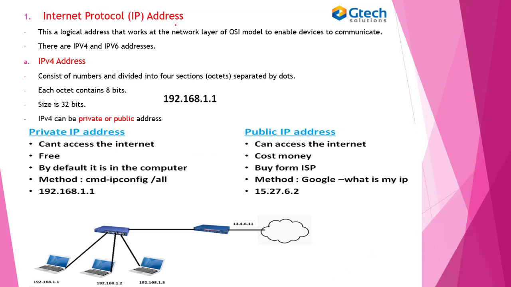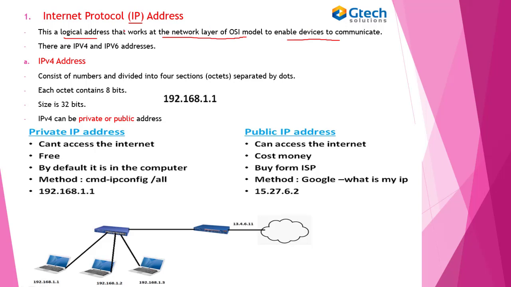Internet protocol address, which some of you call IP address. IP address is a logical address that works at the network layer of the OSI model to enable devices to communicate. It is a logical address, just like your cell phone numbers. Understand what IP address means, the layer it works at, and its function.